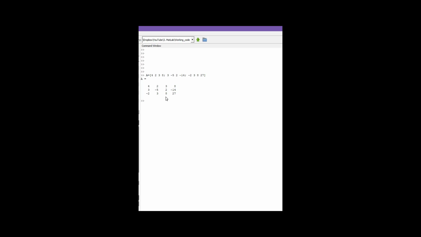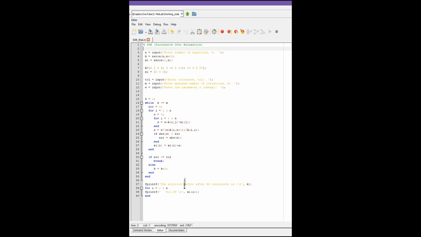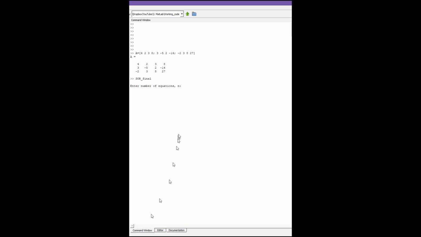Now let's solve this problem using the MATLAB code. This is the MATLAB code for successive over relaxation method. So our matrix A is given here and the initial approximation x1 is here. In this code, you only need to change these two lines, that means the matrix A and the initial approximation, and all other lines will remain the same. Now let's run the code. So click on run and now go to command window.